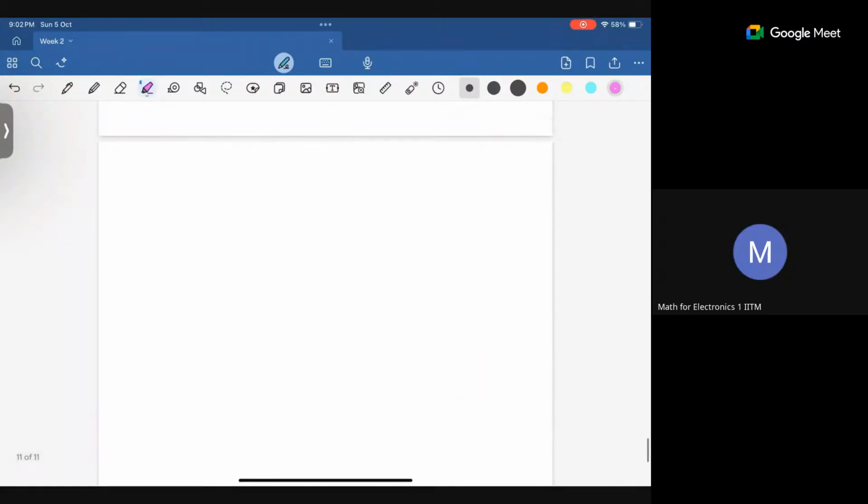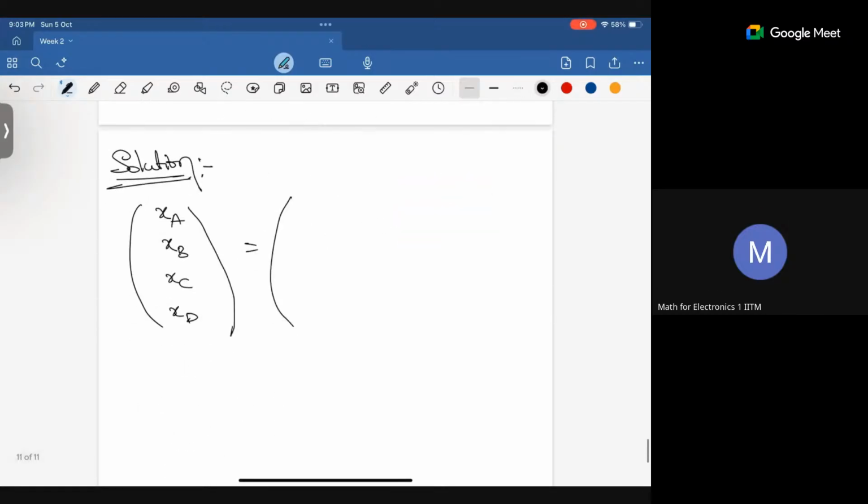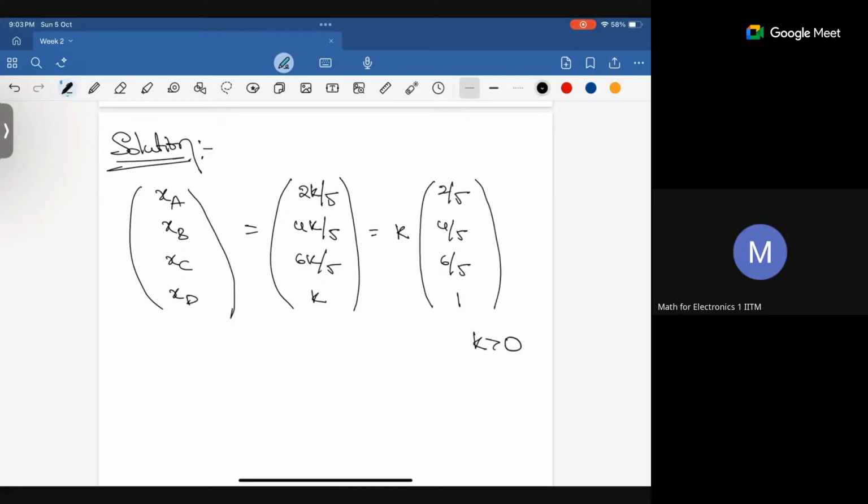Right. So therefore, the solution for the given system of linear equations, xa, xb, xc, xd, is: xa is 2k by 5, xb is 4k by 5, xc is 6k by 5, and xd is k. So if I pull out k, I'll have 2 by 5, 4 by 5, 6 by 5, and 1. And k is greater than 0.